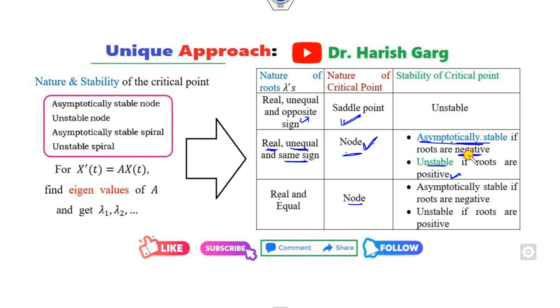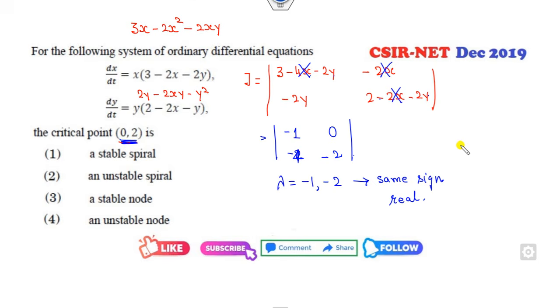Asymptotically stable only when you get the negative. Whenever positive, unstable. So now both are negative, so that means it's asymptotically stable. Spiral is not possible because it's not complex. Unstable, not possible. So the right answer is stable, the correct option of this problem.